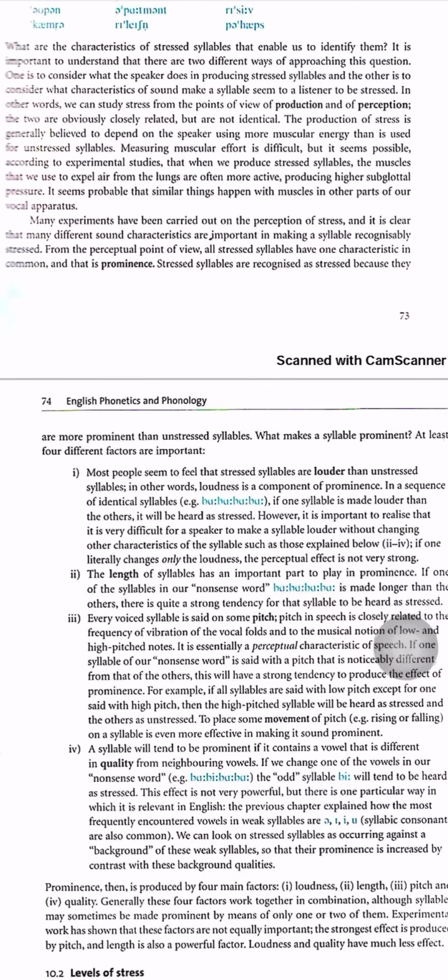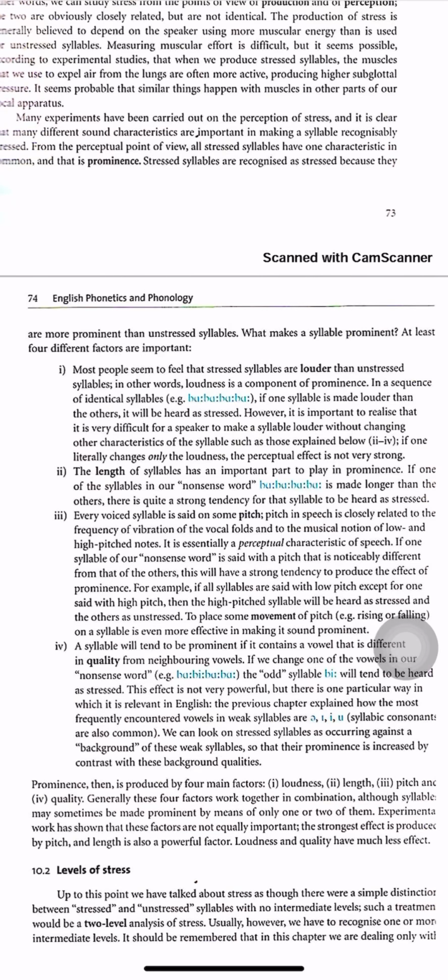You can scroll to page 74. We can find them in 4 criteria that define them as prominent. Prominence is a very important feature from a perceptual point of view for stressed syllables. So the first feature is that to be prominent, the stressed syllable has to be louder. What is meant by louder? We can read it in the first point: you can hear it more, unlike the unstressed syllable.